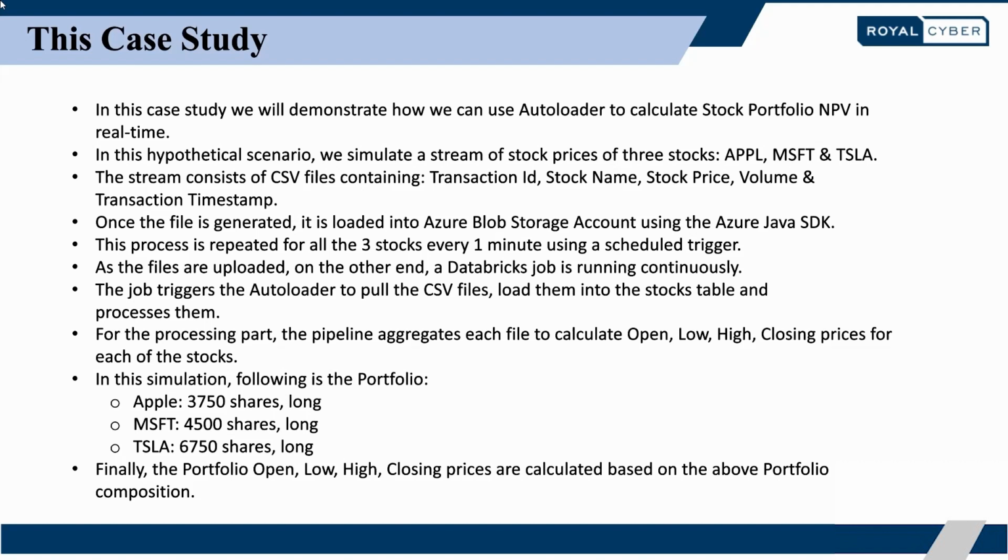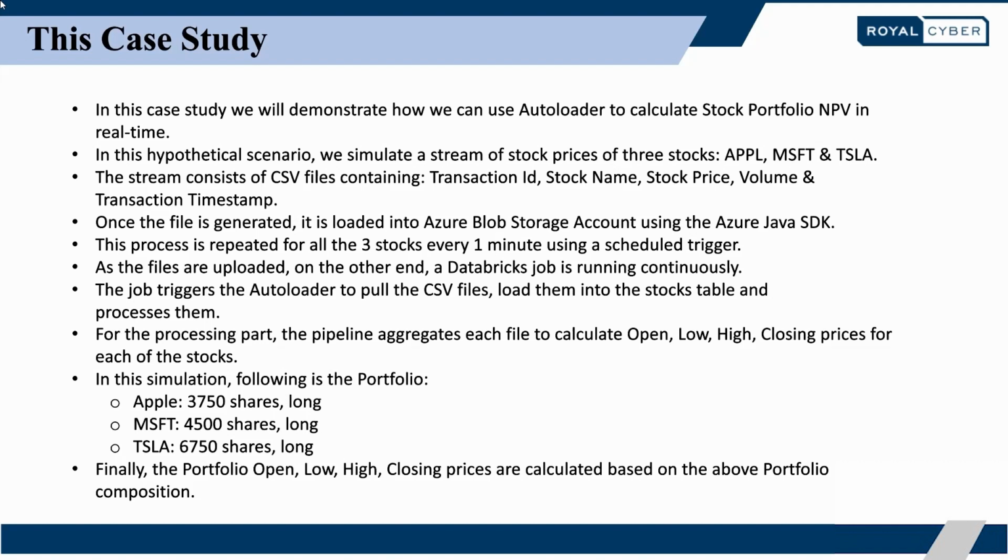This case study will demonstrate how we will use Autoloader to calculate a stock portfolio's net present value in real time. In this hypothetical scenario, we simulate a stream of stock prices of three stocks: Apple, Microsoft, and Tesla. The stream consists of CSV files containing transaction ID, stock name, stock price, transaction volume, and transaction timestamp.